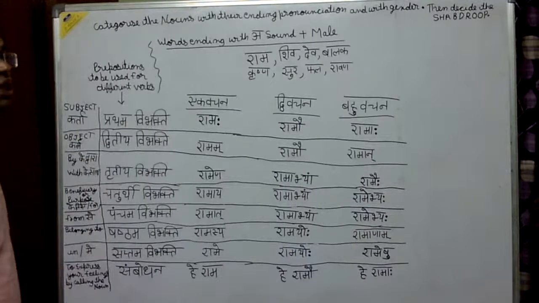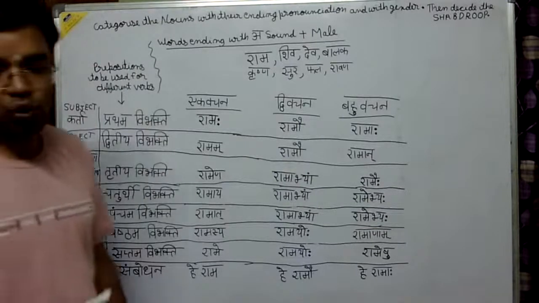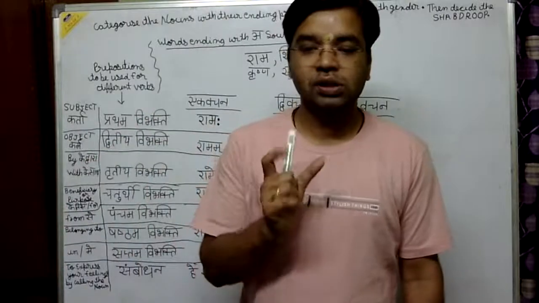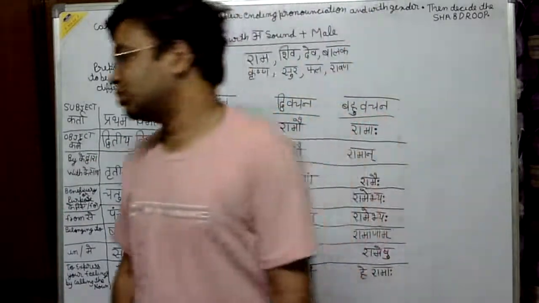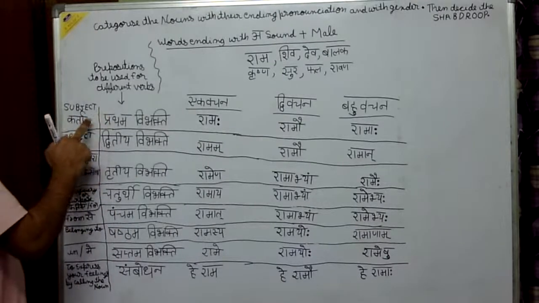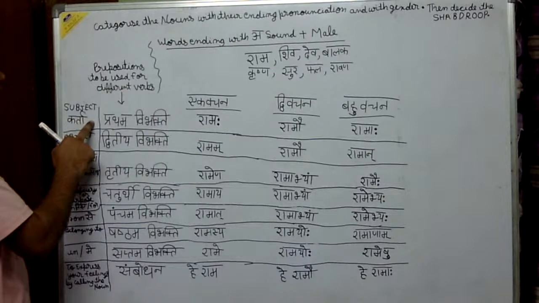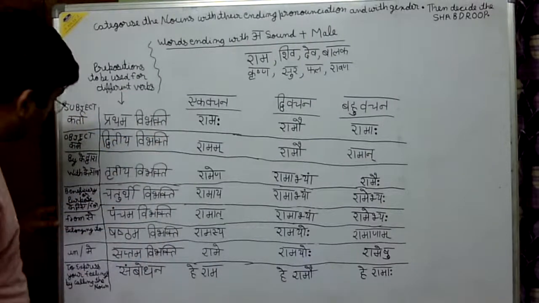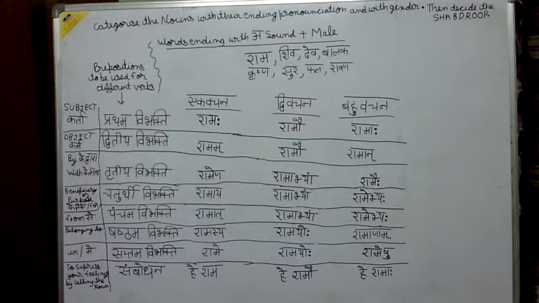In Hindi, we say Karta. Ram school jata hai. Ram goes to school. So, who is the subject here? Ram is the subject. So, for this kind of sentences, in order to denote the karta, the subject, we use Pratham Vibhakti. And for denoting the object, we always use Dvitiya Vibhakti.